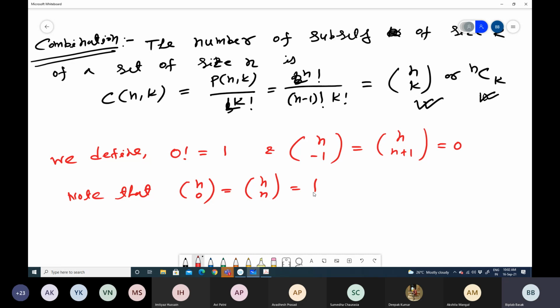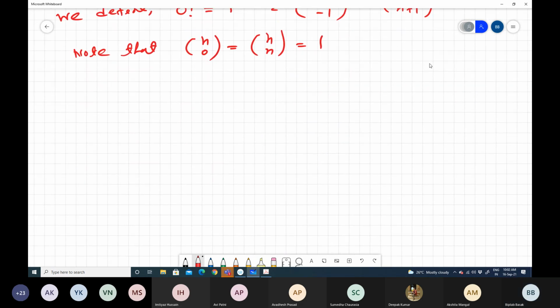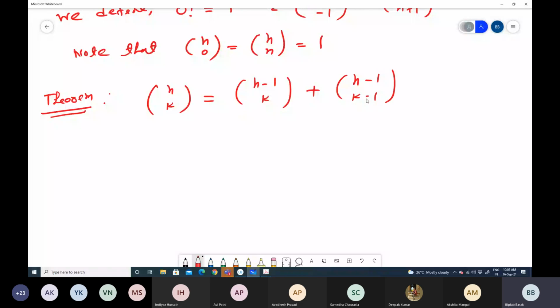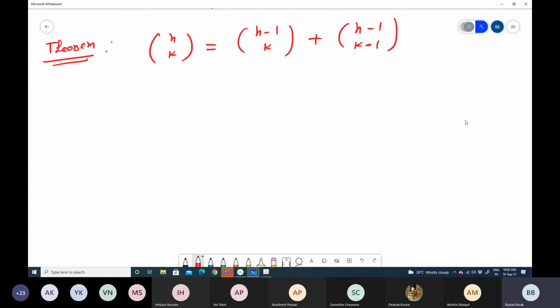Okay. Now by this formula, what is the meaning of this n choose k? Now we can state a theorem which is also easy to prove. That is, n choose k is the same as n minus 1 choose k plus n minus 1 choose k minus 1. Now can you prove it theoretically? I think you have already seen the proof of this one, right? Because you used this term during your 12th.